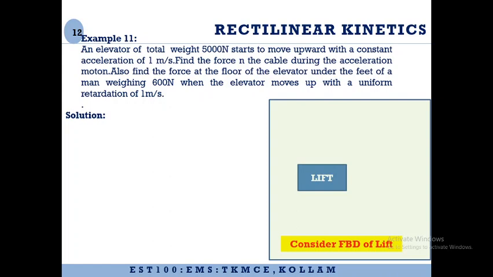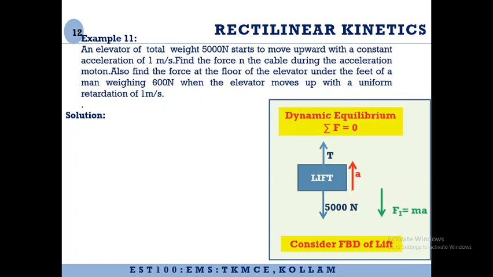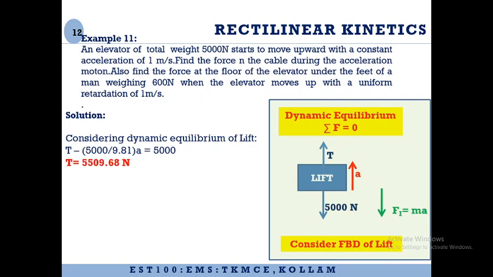In this case, we will consider the free body diagram of the lift. Weight is acting downward, tension is acting upward. It is accelerating in the upward direction. Therefore, inertial force will be in the downward direction. If we consider the dynamic equilibrium of the lift, we have T minus (5000 divided by 9.81) A equal to 5000. So we will get T equal to 5509.68 Newton.